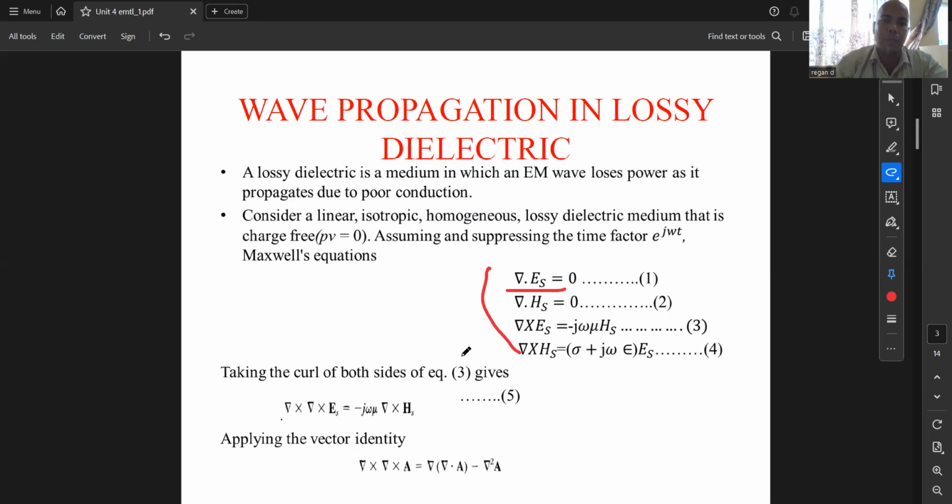Now I'm taking, for example, equation 3 here. I'm taking the curl on both sides of this equation 3. So del cross del cross Es becomes minus j omega mu del cross Hs. And by applying the vector identity, del cross del cross A is equal to del of del dot A minus del square A. Here the vector A is the electric field.